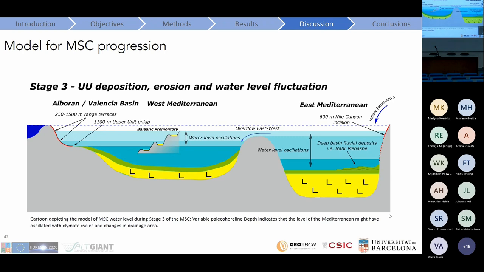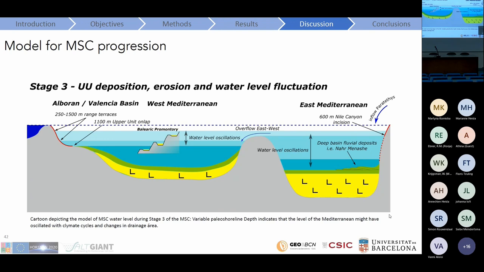And then when we go to stage three, we have a much longer period of time, so much more climate variability and variability in the freshwater inflow. And what we see possibly during stage three is that we record much more variable water levels in the Western Mediterranean, where we record the different terrace depths in the Alboran Basin and the 1100 meter onlap of the upper unit. While in the Eastern Mediterranean, possibly we have a slightly longer-lived stable base level at minus 600 meters. Although we don't know if the water level oscillated below this level also, because we have the proposed deep fluvial deposits there.